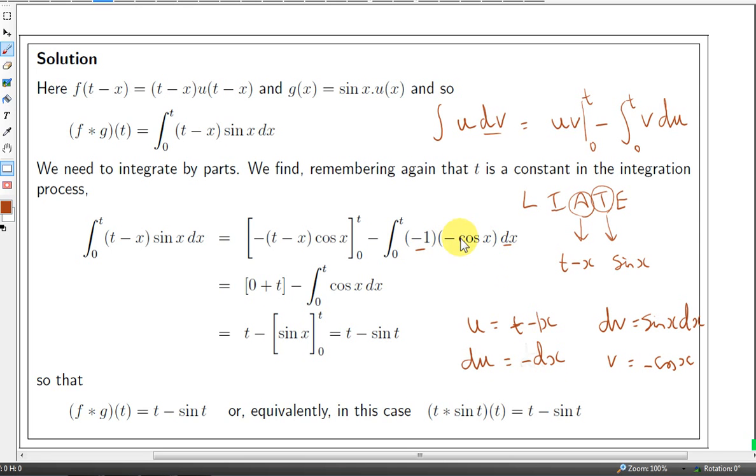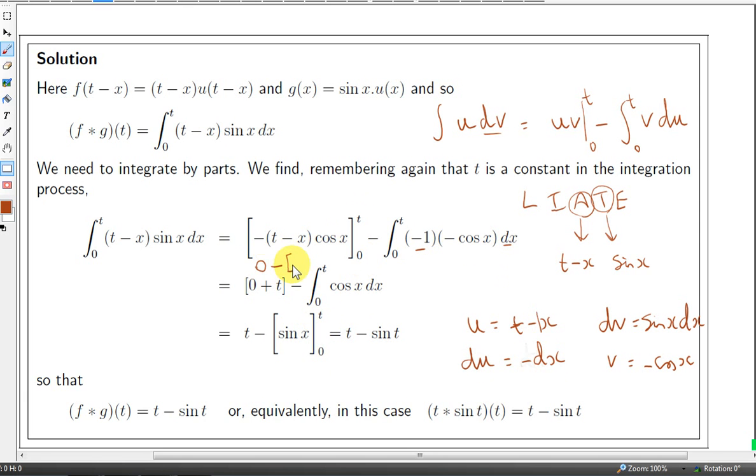These two minuses give a plus, and we just end up with a minus sign. We have to integrate cos of x from 0 to t. The integral of cos is sine. We apply our limits 0 to t. As for this one here, we plug t in for x. Well, we get t minus t is 0 here. So we have 0 and then a minus sign. Then we have all of this with 0 in for x.